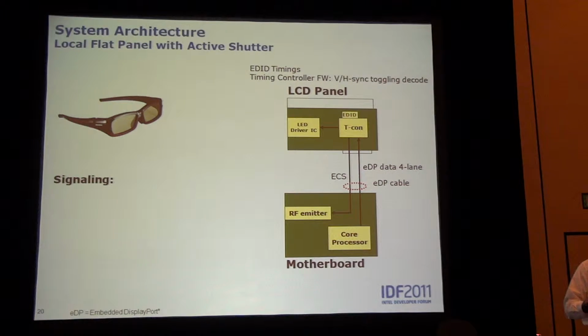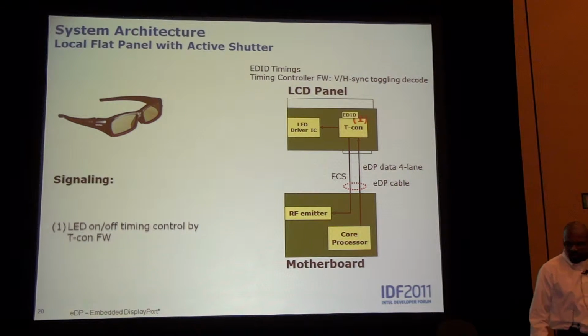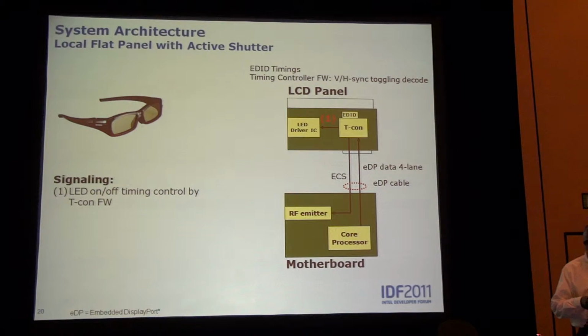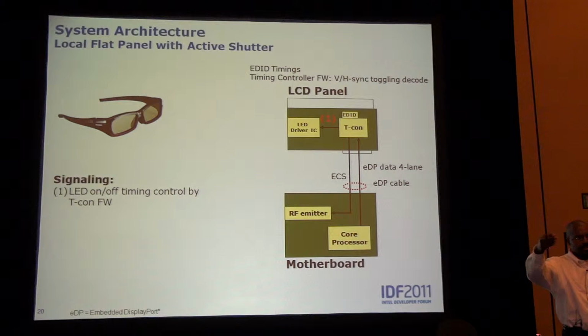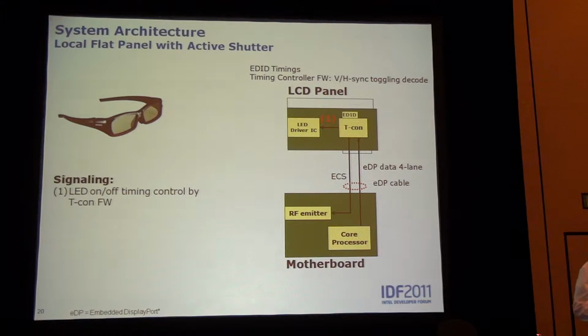So, looking at this diagram here, in a typical Intel S3D EDP solution, we have an enabled panel. That panel has specific firmware. It has LED drivers for the panel itself. And so, after content is decoded and ready to present out to the display, the controller sets up the panel for the 3D content.